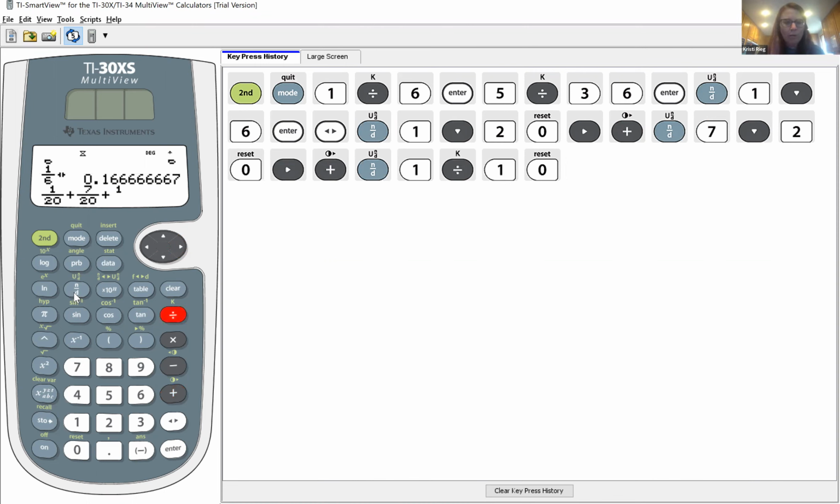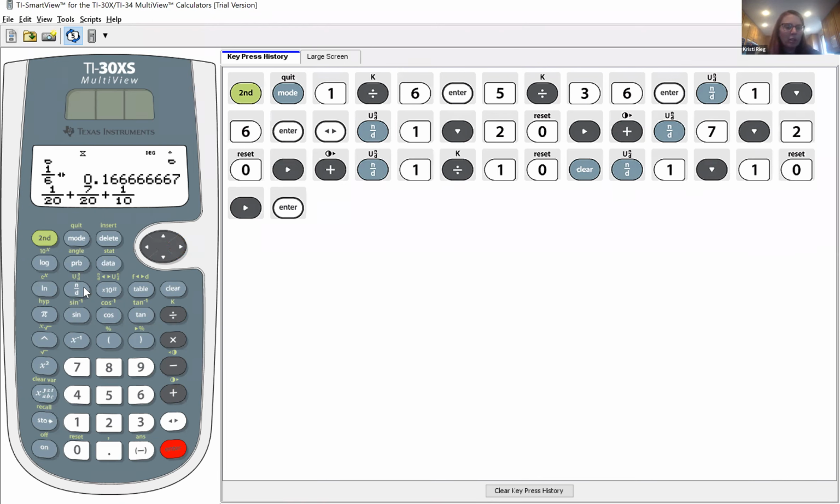Fraction 1/10. Ooh, what did I do? Try it again. Fraction 1/10. Enter. Now I asked it a fraction question, so it'll give me a fraction answer, and I get 1/2 as my final answer for this problem.